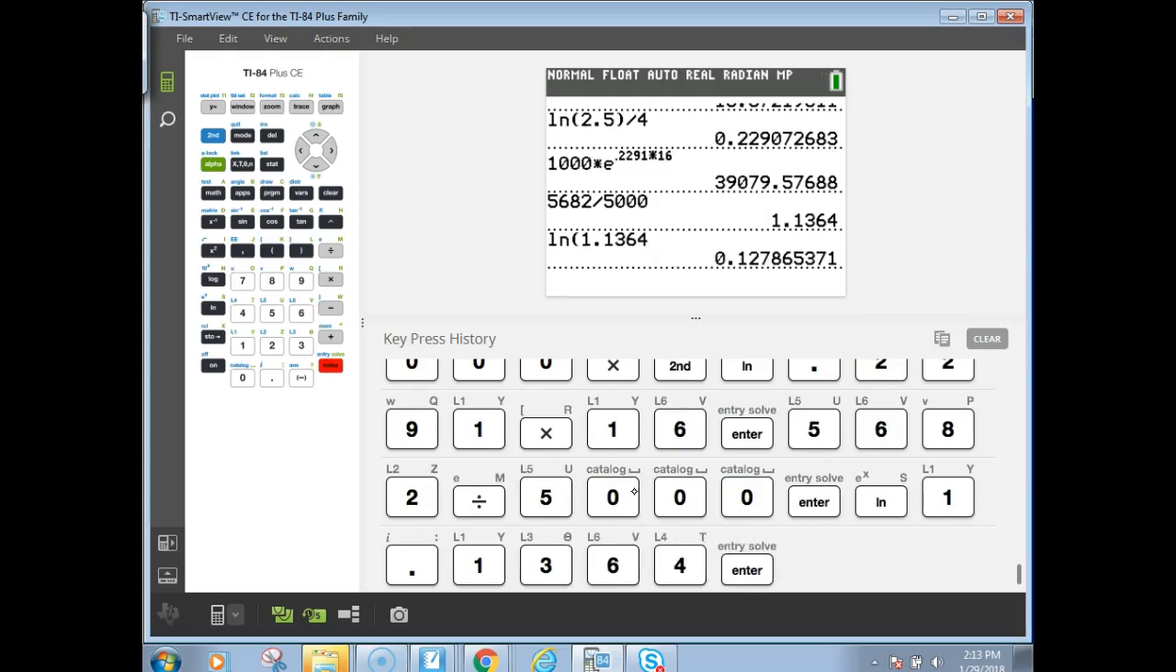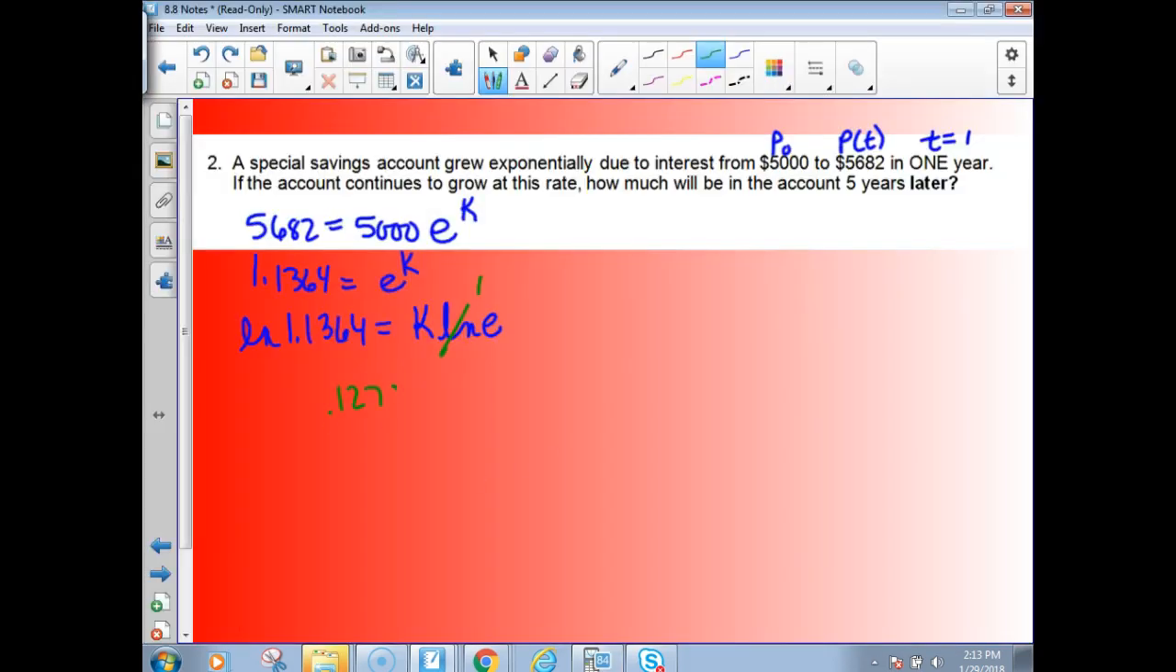Okay, and that was 0.12786. And that's my k value. All right, now I'm going to use that to find how much will be in the account 5 years later, which would be P of 5. You still have 5,000 to start with as your initial value. Am I going too fast for anyone? Let me know. All right, times e to the 0.12786 times 5.